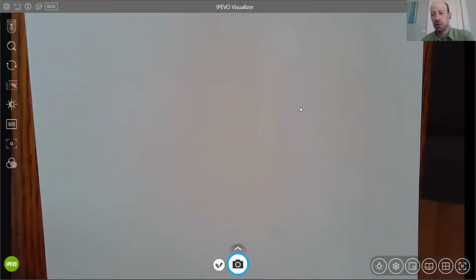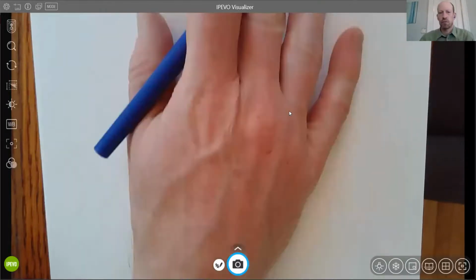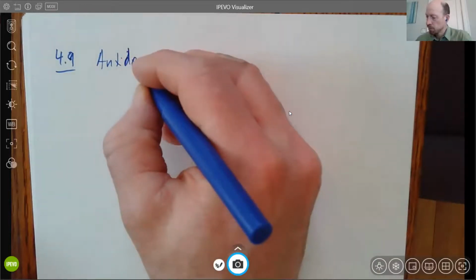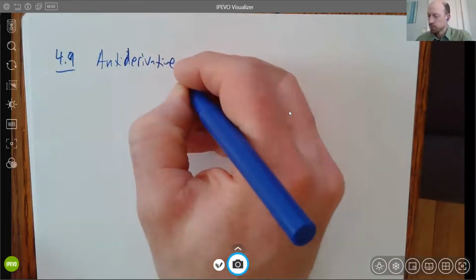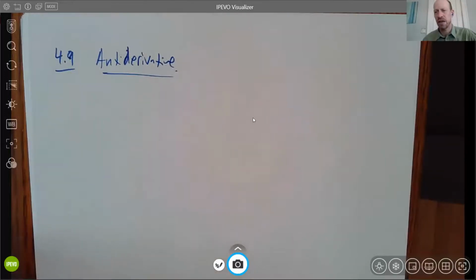4.8, 4.9. So we talked about 4.8, which is the Newton's method. 4.9 is the antiderivative. Okay, so it's introducing the idea of the antiderivative. And if you are good at derivatives, you will find the antiderivative relatively straightforward. It's just reversing the process, right?